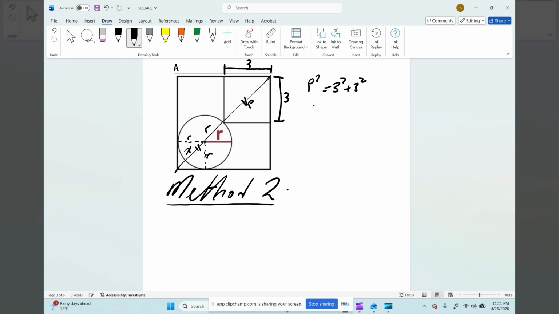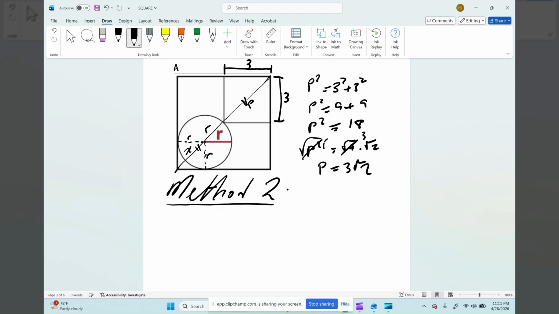So p squared is equal to 9 plus 9. p squared is equal to 18. So the square root of p squared is equal to the square root of 9 times the square root of 2. The square root of 9 is 3. That becomes p. So we have p is equal to 3 square root of 2.